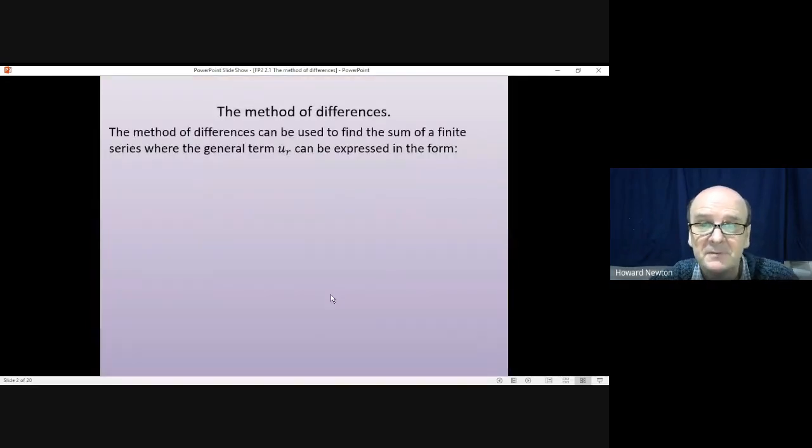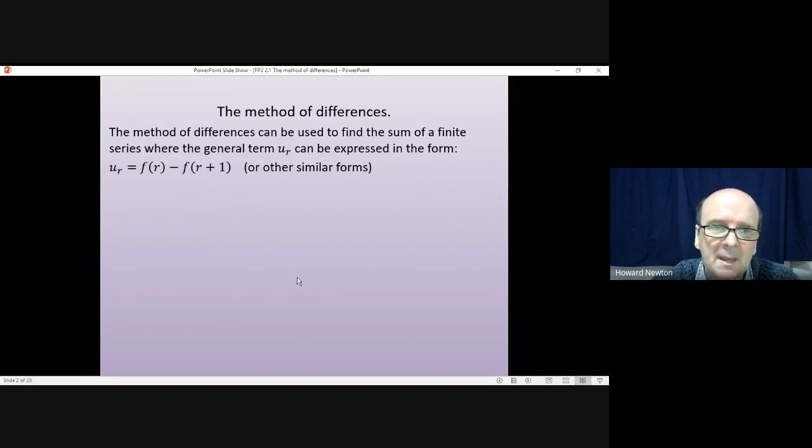Now, the method of differences is a method that can be used to find the sum of a finite series, and sometimes an infinite series as well, where the general term u_r can be expressed in the form u_r is equal to some function of r, take away the same function of r plus 1. Or other similar forms that work in a very similar way. But initially, we'll just look at this form.